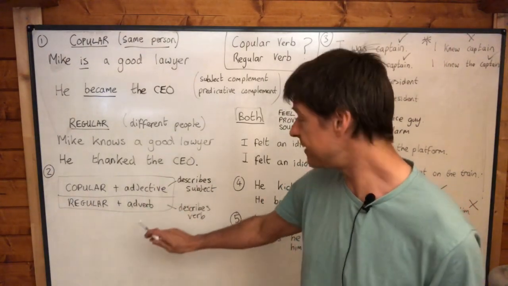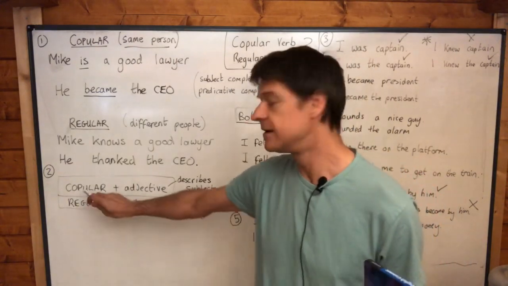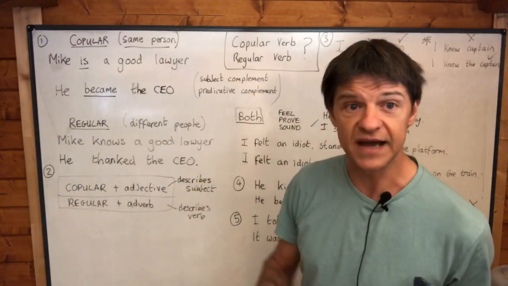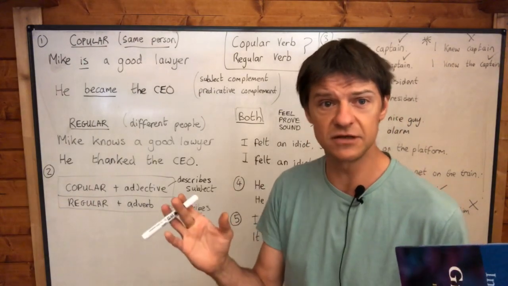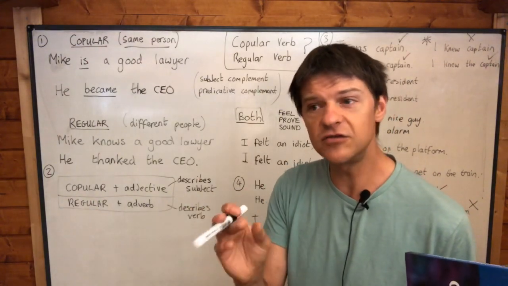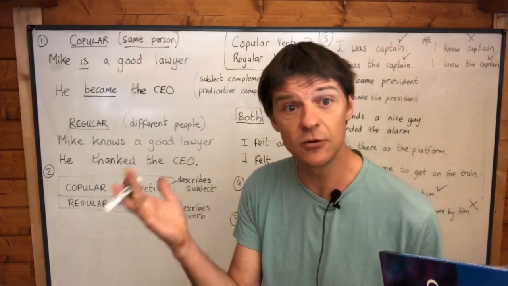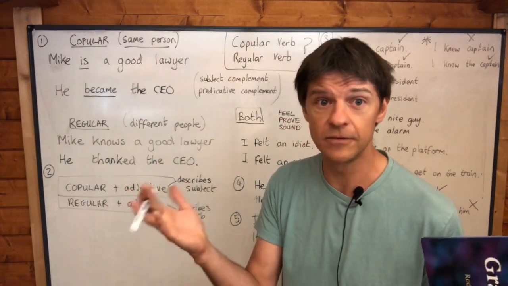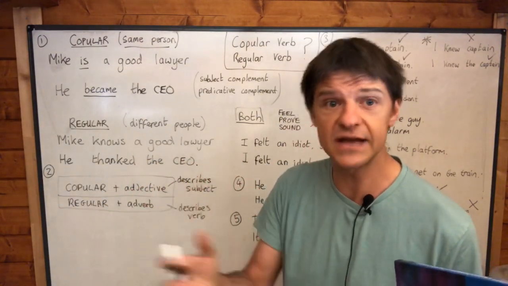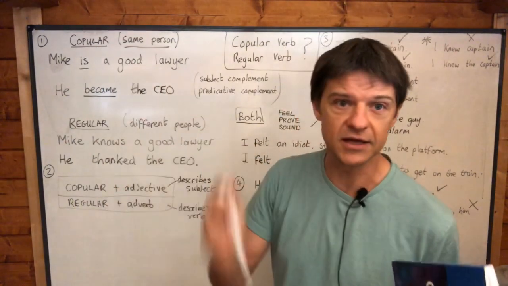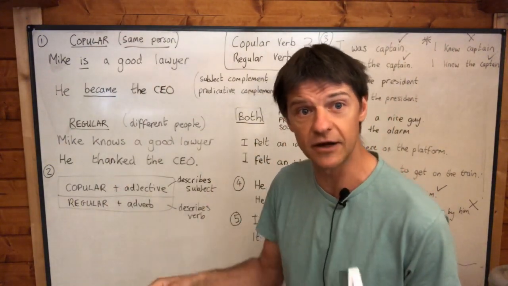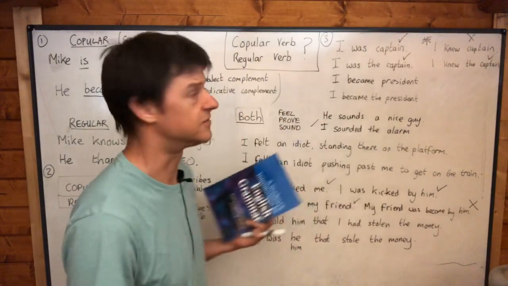And it must be an adverb with a regular verb. With a copular verb, you can use an adjective, which is something you can never do with ordinary verbs. And notice you can't say I was slowly. You have to say I was slow, I was quick. You can't use an adverb with a copular verb, and you can't use an adjective with a regular verb. So that's another massive difference.